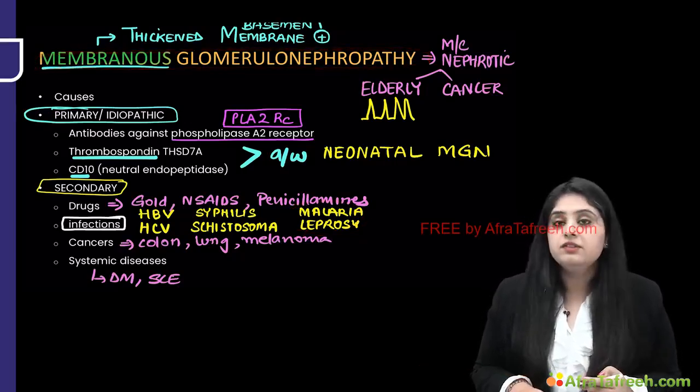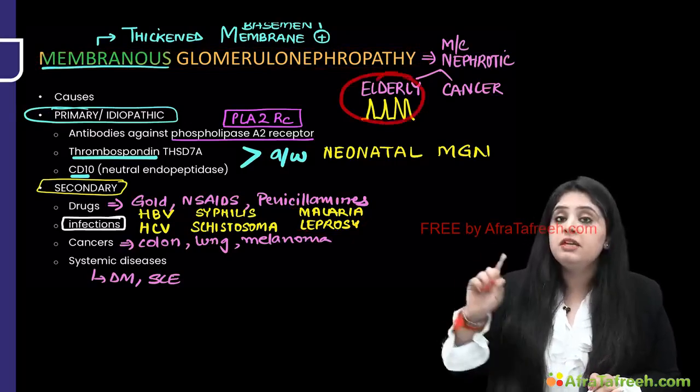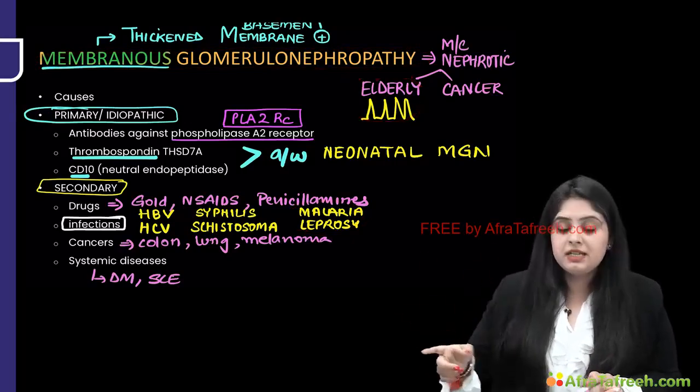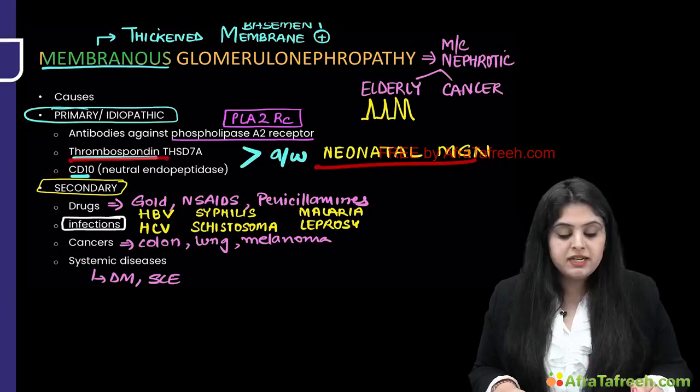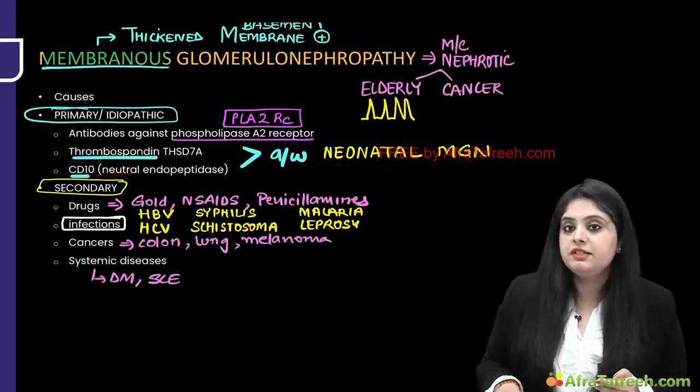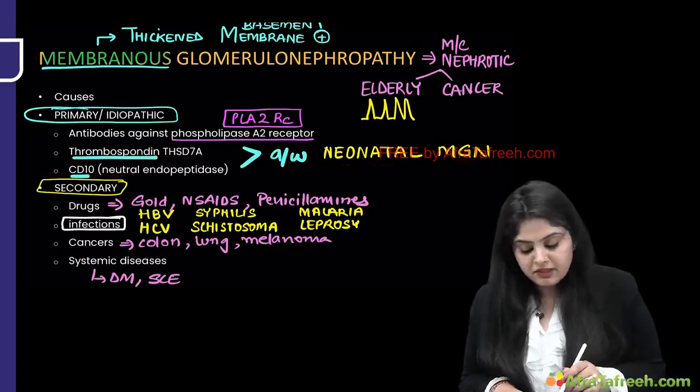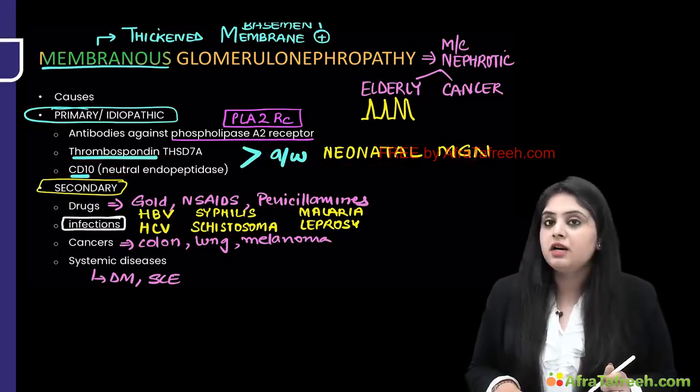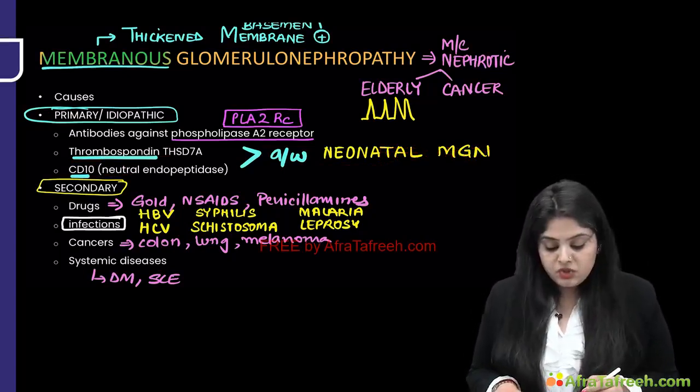I hope everyone's understood. Or a disease that occurs in the peak of the age and shows you a peak pattern. But for neonatal, now you have antibodies against thrombospondin and CD10. Now, having discussed this, we move on to the last part of this, that is MPGN.